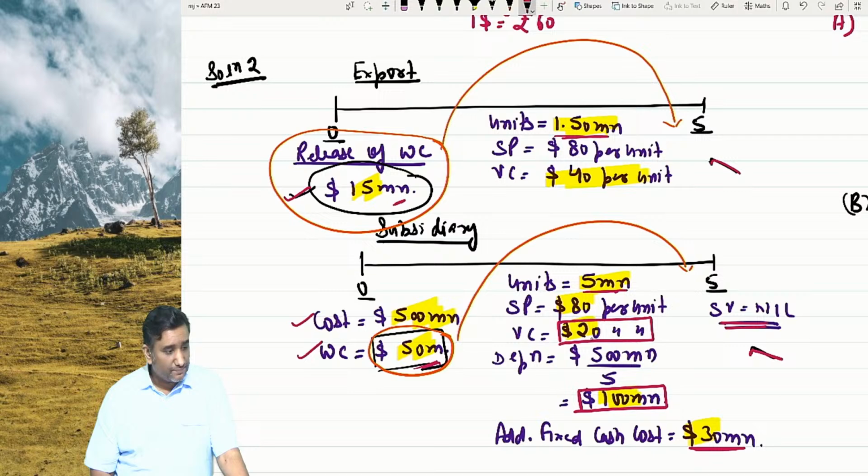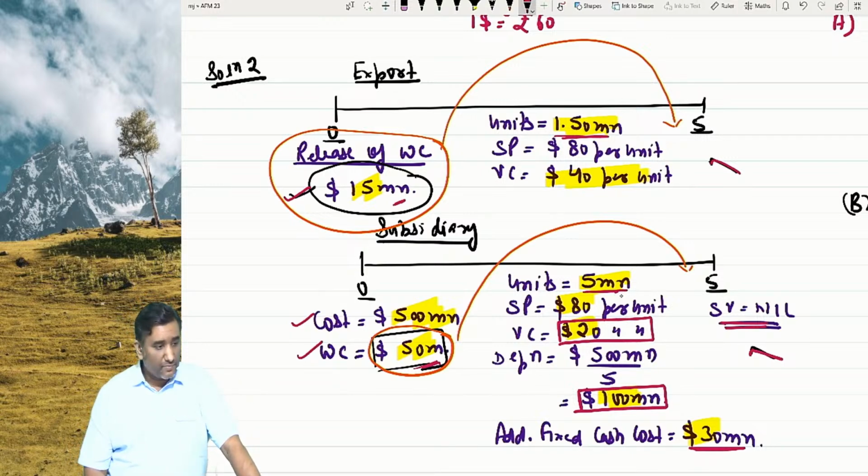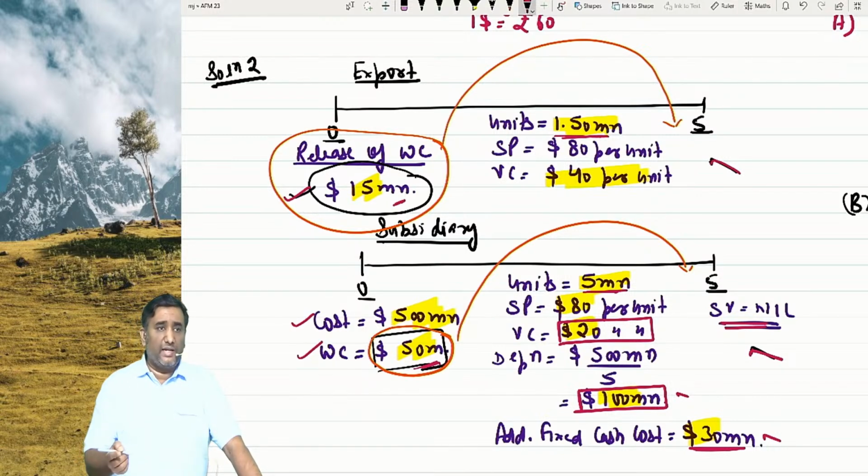Let's do it. 80 minus 20. Two ways you can do. You can keep multiplying by the units and then calculate, or I am doing simply per unit. 80 minus 20, 60, 60 into 5, 300, minus depreciation 100, minus this 30 cash cost, how much? 170. Then 35 is tax, balance would be 110.5. This is your PAT. It's not CFAT. Add back depreciation 100.